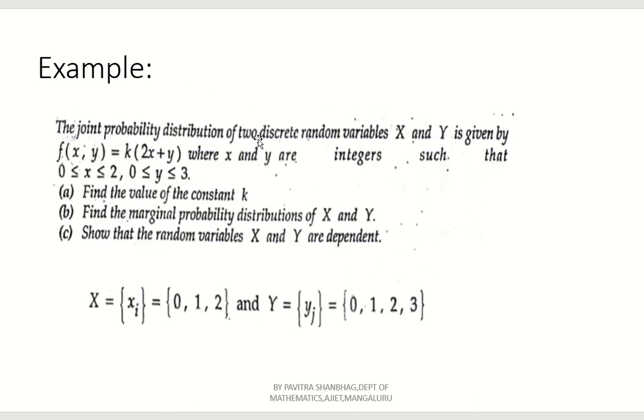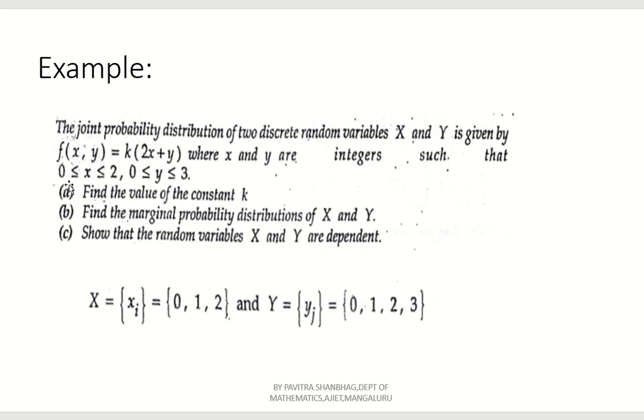Now the joint probability distribution of two discrete random variables X and Y is given by f of xy equal to k into 2x plus y, where x and y are integers such that x lies between 0 to 2 and y lies between 0 to 3. That means x takes the values 0, 1, 2. Y takes the values 0, 1, 2, 3. Equality is given here, right? So less than or equal to means that 3 is also included, even 0 is also included. Find the value of the constant k. Then find the marginal probability distribution of X and Y. And last, show that the random variables X and Y are dependent.